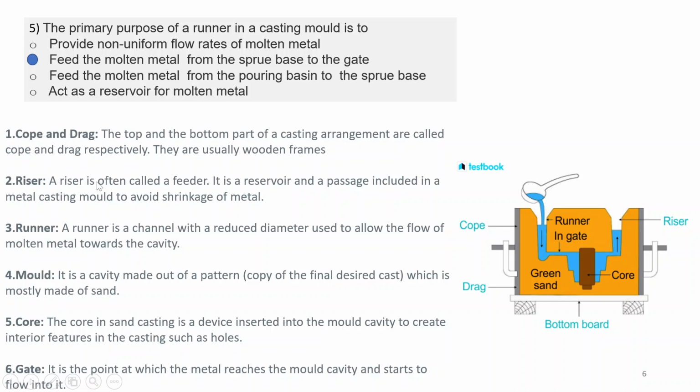So these are the definitions of the remaining parts of your gating system. In case of cope and drag, this is the top and bottom part of a casting arrangement, which are called cope and drag respectively. So the upper part will be cope.